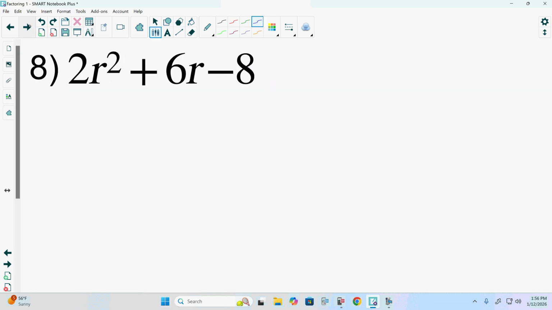We'll do 2 more, and then I'll give you all the rest of the time to do the assignment. 2r squared plus 6r minus 8. Is there a greatest common factor between these 3 terms? 2.